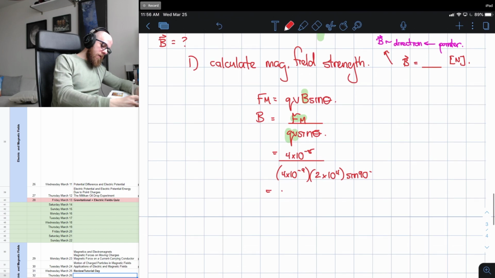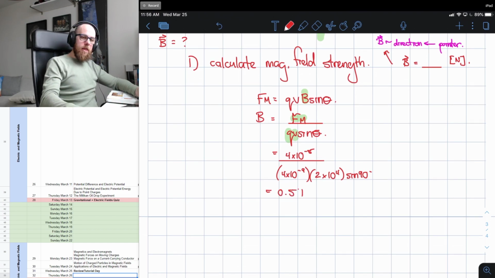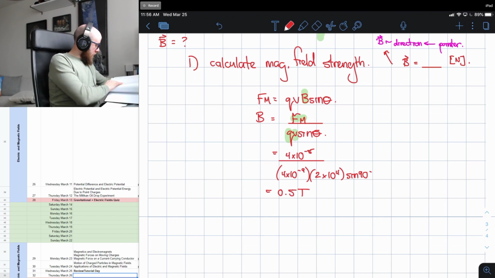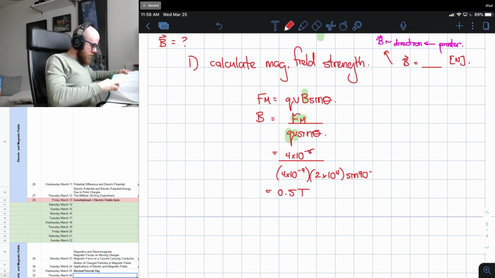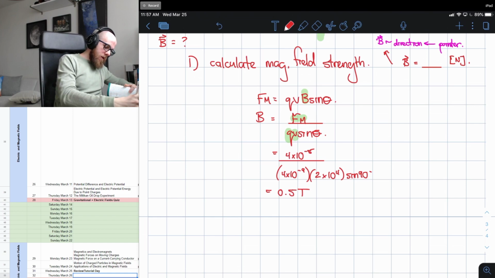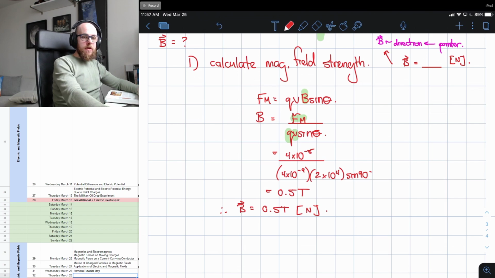I get 0.5 Tesla. Cool. Let me just check. I think that's good, but let me just make sure. Page 404. Yep, 0.5 T. Yeah, therefore B is 0.5 T north. Yeah. So here, let me switch back to Hangouts.